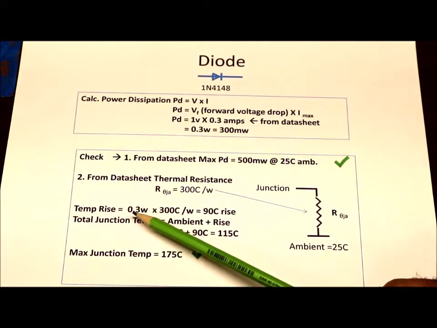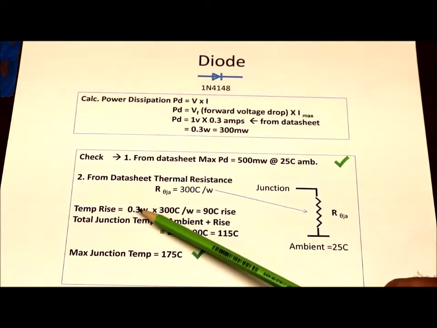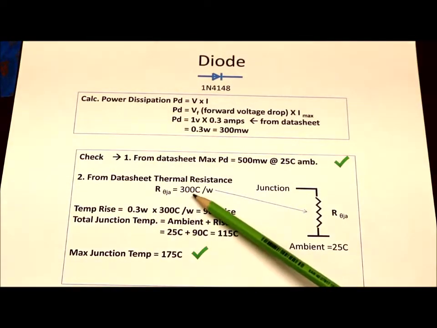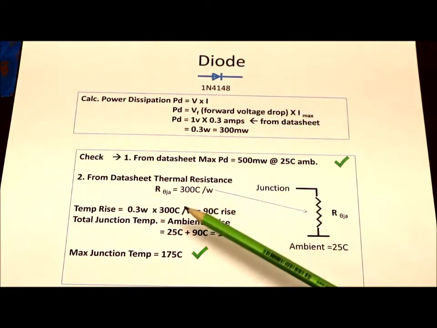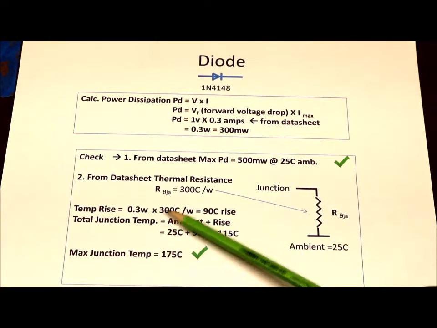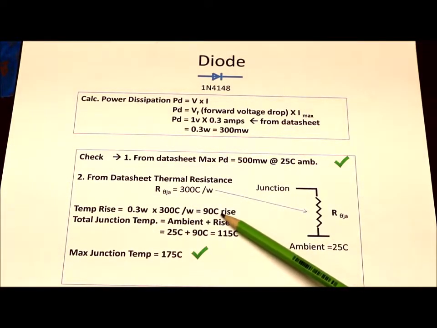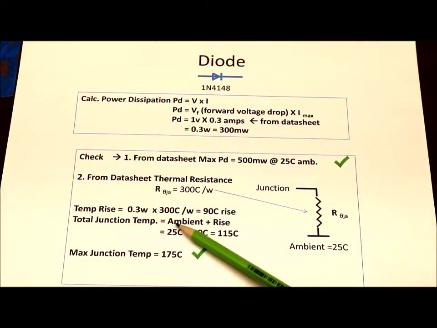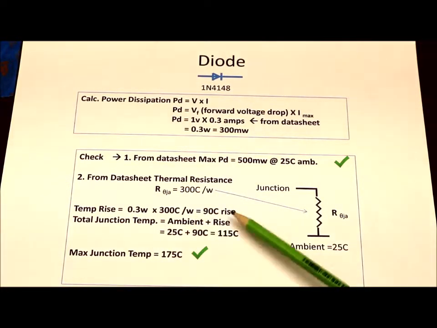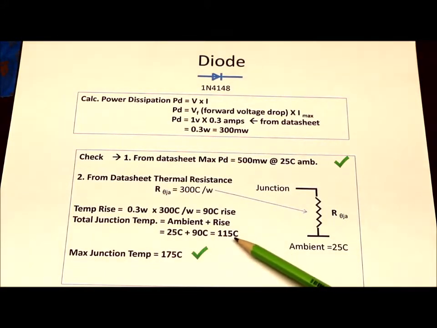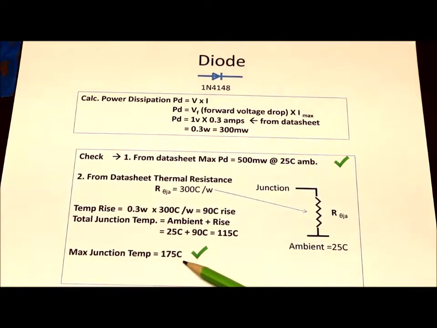The temperature rise in this case is the power dissipated, which is 0.3 watts, times 300 degrees C per watt. That's the particular thermal resistance for this 1N4148. If you multiply those two together, you get a 90 degrees C rise. So the total junction temperature is the ambient plus the rise, or 25 plus 90 C, equals 115 degrees C. The maximum junction temperature listed in the data sheet is 175 C.